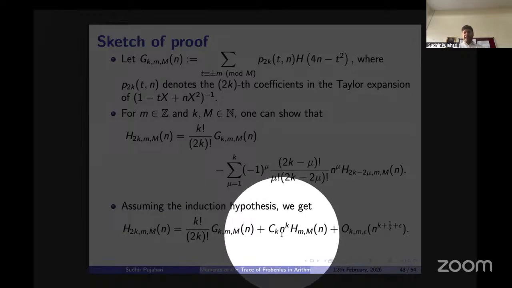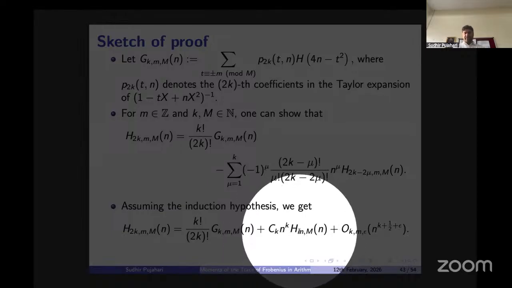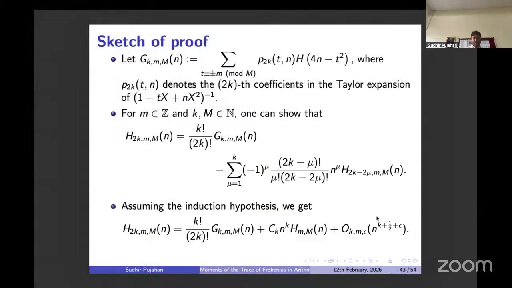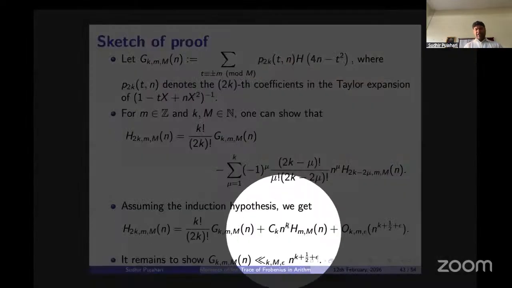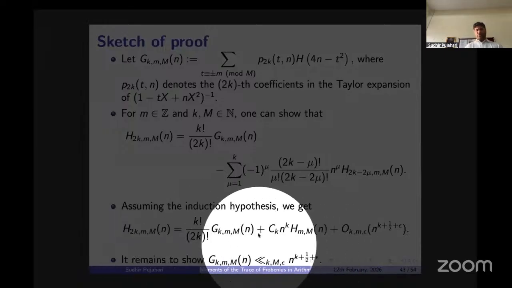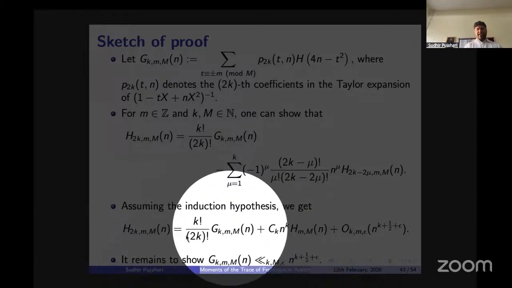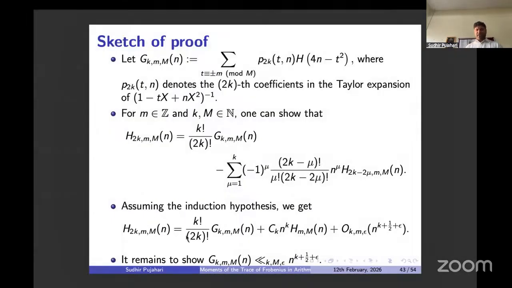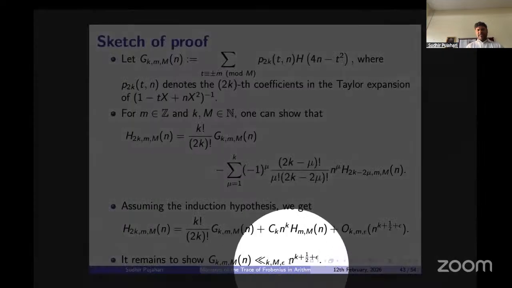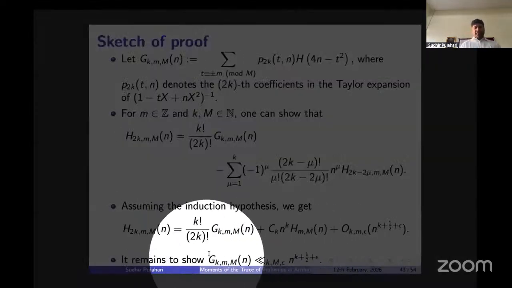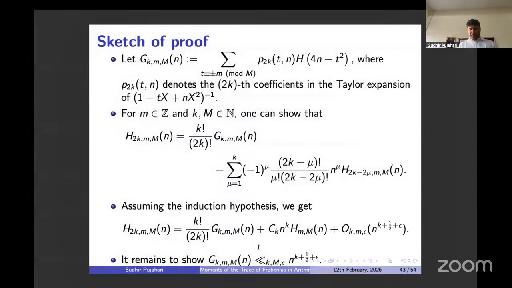the main term is precisely the zeroth moment of the Hurwitz class number, and the rate of convergence is n to the power k plus half plus epsilon. So if you can show that using induction, then the remaining thing is to show that, in order to conclude that this is the main term, this can be absorbed by the error term. In other words, this quantity should be less than n to the power k plus half plus epsilon. So next, we would like to show that this quantity can actually be absorbed by the error term.